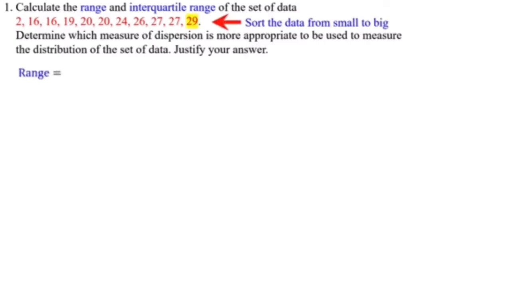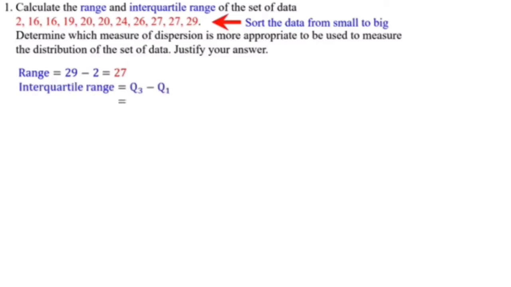Okay, after you try, if you still cannot get the answer, let's see how to do it. Okay, calculate the range and interquartile range. This one we did before, right? Okay, first of all, you have to arrange the data in order, from small to big. So range is you take the biggest, 29, minus the smallest, 2, so the range is 27.